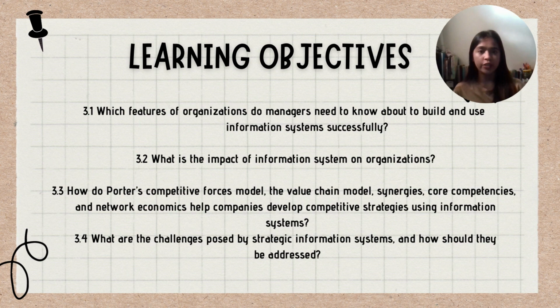So we have here the learning objectives. Number one, which features of organizations do managers need to know about to build and use information systems successfully? Number two, what is the impact of information systems on organizations? Number three, how do Porter's competitive forces model, the value chain model, synergies, core competencies, and network economics help companies develop competitive strategies using information systems? Then the last question, what are the challenges posed by strategic information systems and how should they be addressed?